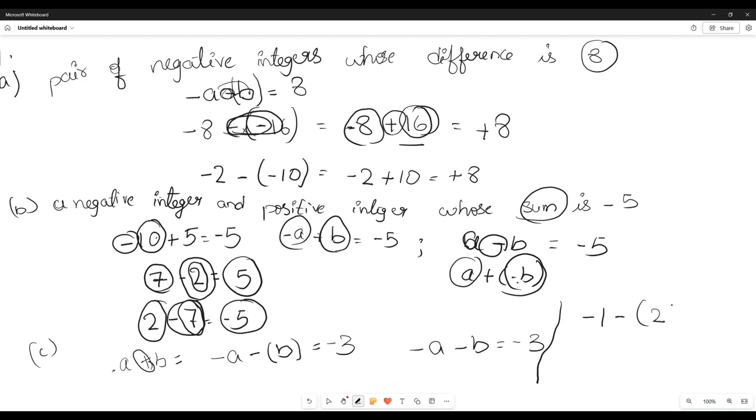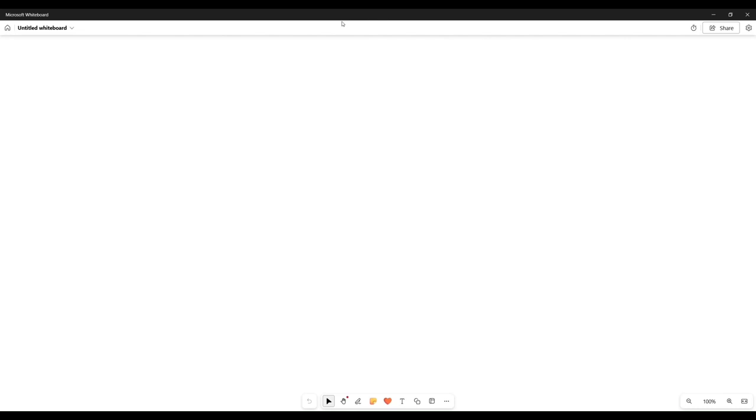First, minus 1 minus of plus 2. It is a positive number. So plus into minus is minus. Minus 1 minus 2, which becomes minus 3. This is the second Roman in exercise 1. Let's see the third Roman.